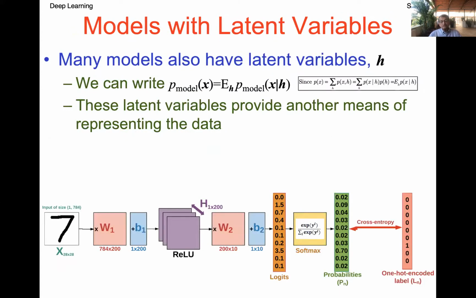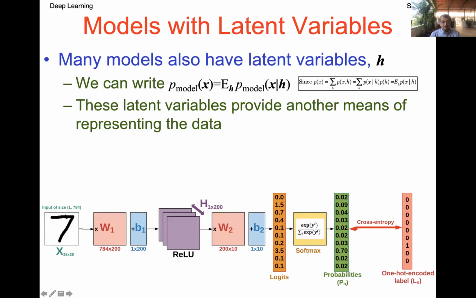Many of these models have latent variables also in them, H. And we can write P model of X is equal to the expected value of P model of X given H. What is this? That can be obtained by a simple Bayes rule application. We can say the distribution of all the samples in this model is the expected value of the conditional distribution of X given a set of hidden variables. Now recall, what are the hidden variables?